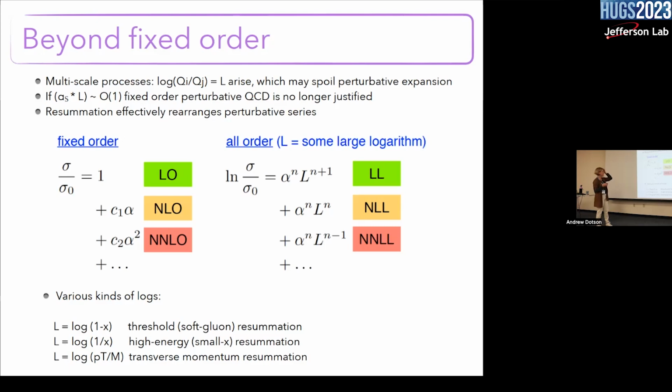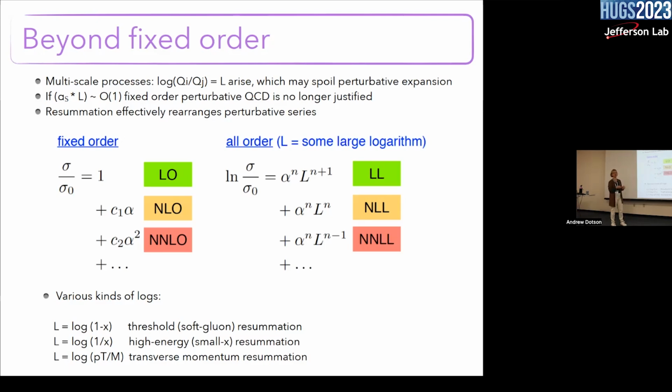Especially if alpha_s times the logarithm is something big, something of order 1, which is something I was discussing with some of you in the coffee break, fixed order perturbative QCD is no longer justified. You have to expand in different parameters. It's like what you do in the parton shower, as I was discussing with you. So you have to resum in order to rearrange the perturbative series. Instead of going 1 plus alpha_s squared, you have to do this expansion: alpha_s to the n times log to the n plus 1, alpha_s to the n times log to the n, alpha_s to the n times log to the n minus 1. This is what is called the leading log expansion, next to leading log expansion, and so on.